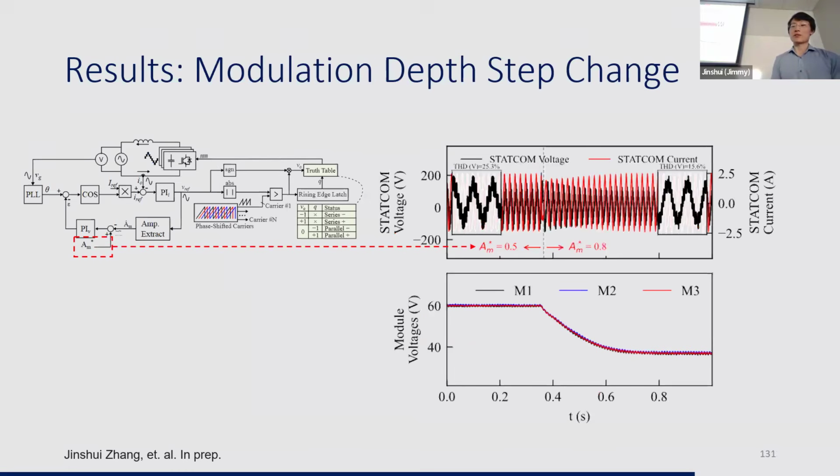And we did another additional test to verify our control idea. We stepped the modulation depth reference from 0.5 to 0.8. In our theory, for the same output current, a higher modulation depth means a lower module voltage. And this test confirms it. At depth 0.5, the module voltage is regulated around 60 volts. And when we change it to 0.8, it drops to around 40. So this is the first principle explanation for why our control scheme works.